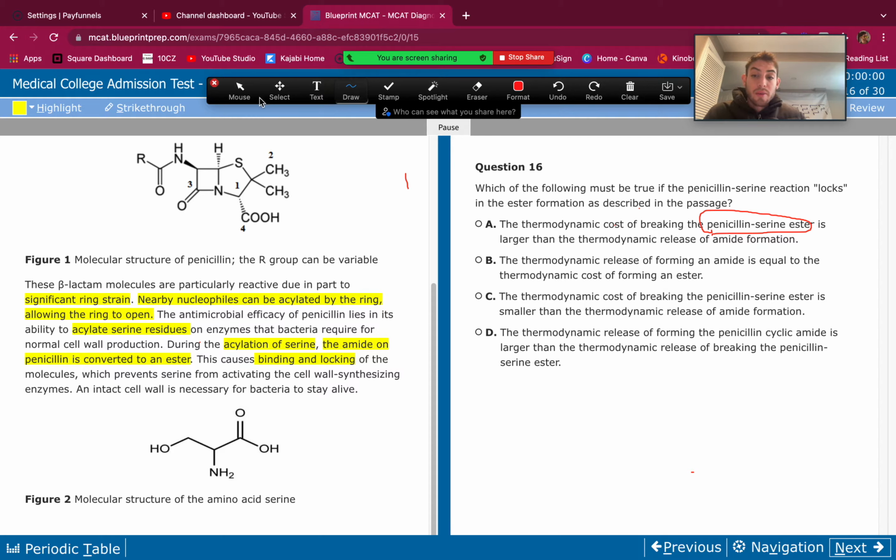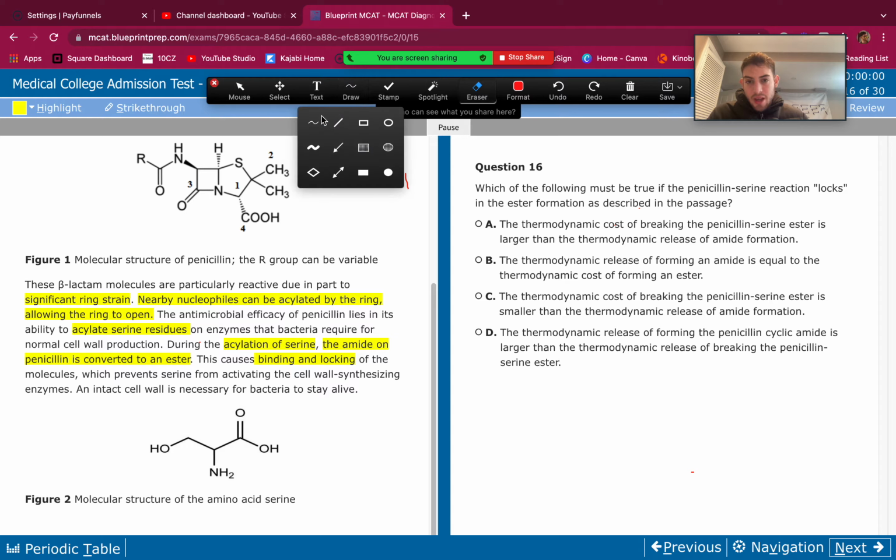All right, so the thermodynamic cost of breaking the penicillin-serine ester is larger than the thermodynamic release of amide formation. So dumb it down, guys. This is saying it requires more energy to break the penicillin-serine ester than is released in making the amide. For me, whenever I read these words, I get a little tripped up, so I'm just going to break it down.